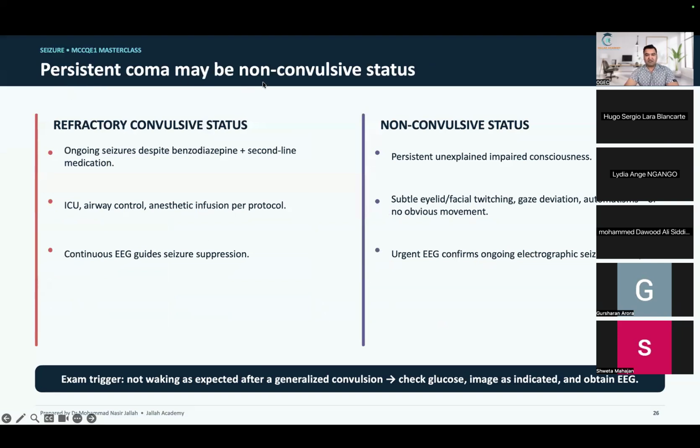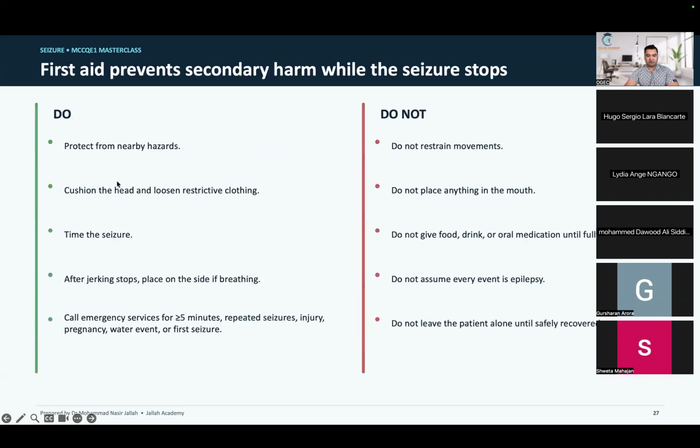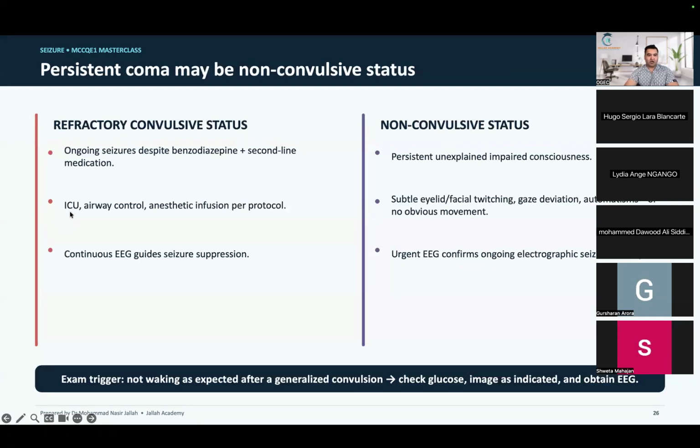Persistent coma may be non-convulsive status. Refractory convulsive status and non-convulsive status: ongoing seizure despite benzodiazepine plus second-line medication. ICU, airway control, anesthetic infusion per protocol, continuous EEG to guide seizure suppression.